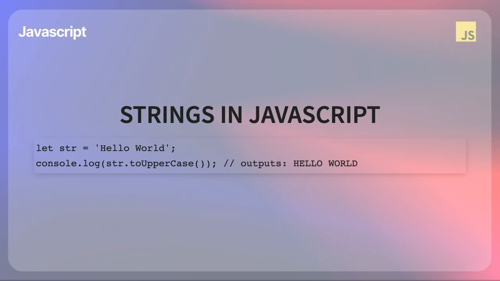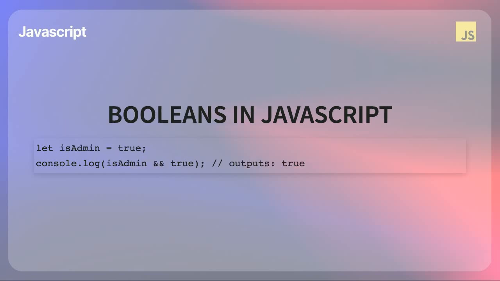In JavaScript, strings are used to represent text sequences. We can use string methods like toUpperCase and toLowerCase to manipulate strings. In JavaScript, booleans are used to represent true or false values. We can use boolean operators like and to combine boolean values.